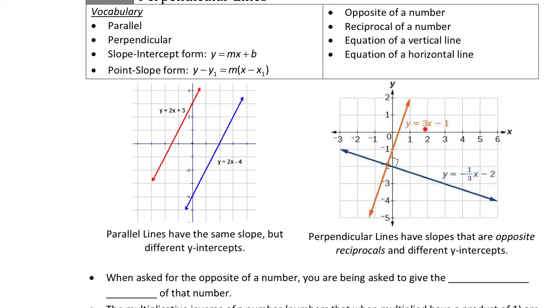Let's take a look at what an opposite reciprocal is. So the slope in our orange line here is 3. The slope in our black line here is negative 1/3. So opposite means that this one is positive and this one is negative. So that's the opposite part. The reciprocal part means if I made this 3 a fraction, 3/1, to make it a reciprocal, we flip that fraction over and we get 1/3.